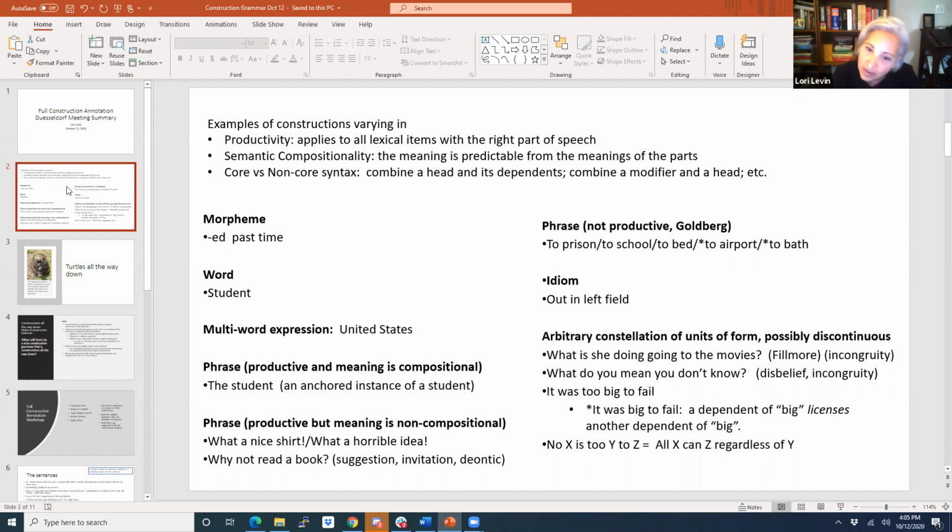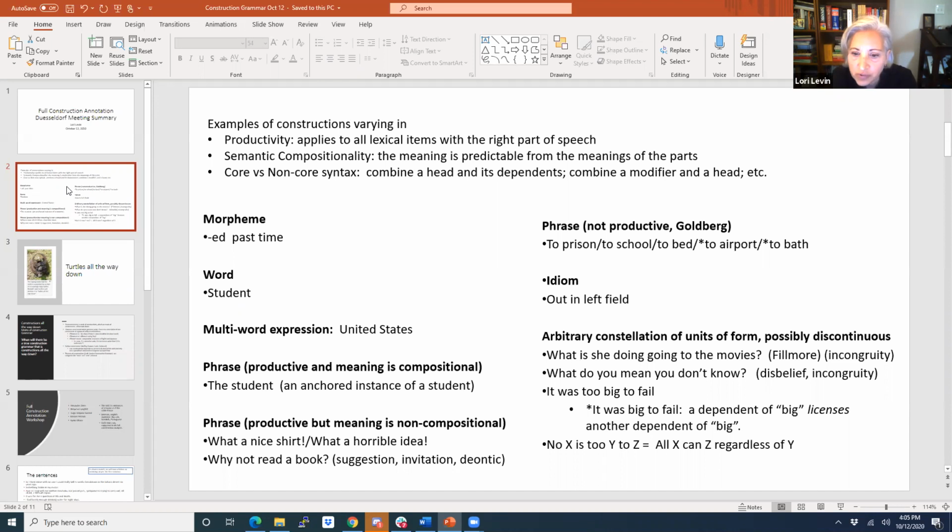But the idiom out in left field, if you don't know baseball, and in particular, if you don't know this kind of metaphorical idiom, you can't predict what left field is, and you can't predict what it means to be out in left field. Okay, so that's about semantic compositionality. Is the meaning predictable?